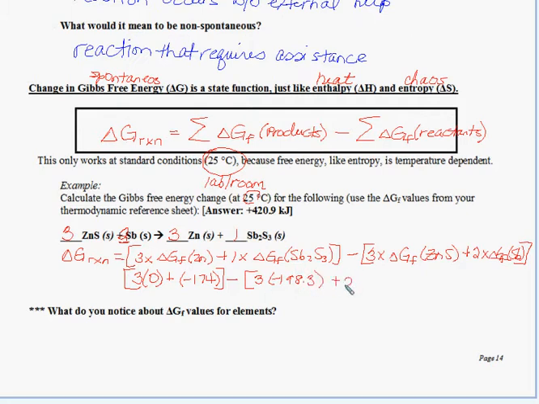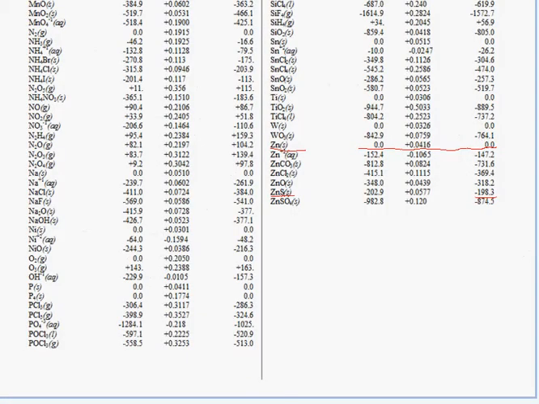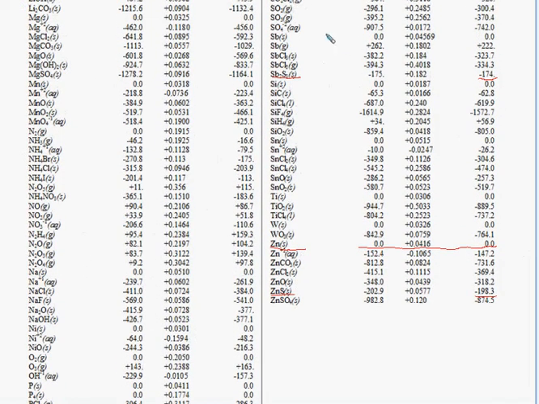And we're going to add to it 2 of the antimony as a solid. And our antimony is here. Oh, we've got 2 different kinds. We don't want the gaseous antimony. Make sure you're grabbing the solid antimony, and that one happens to be 0.